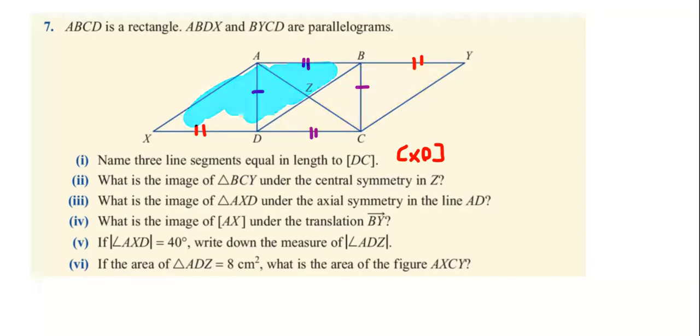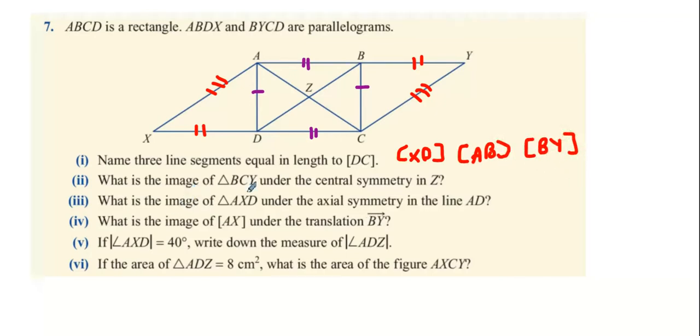Because they're opposite sides of a parallelogram, anything with a double dash through them are equal to each other. And then I'll obviously triple dash this side because they're equal to each other as well. Now, so we have XD, you could have AB, or you can have BY are equal to that, okay?